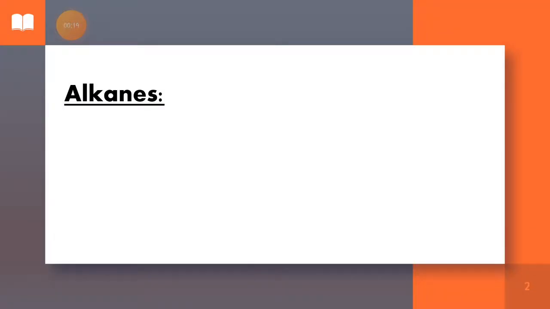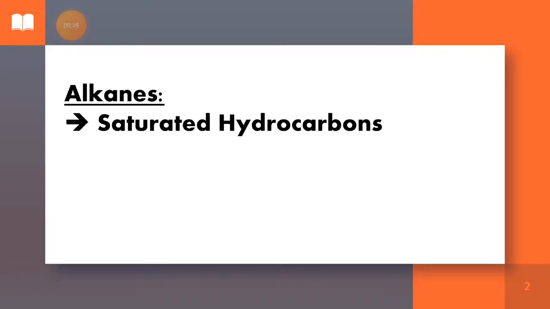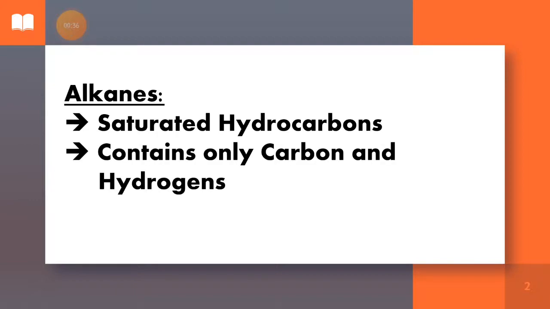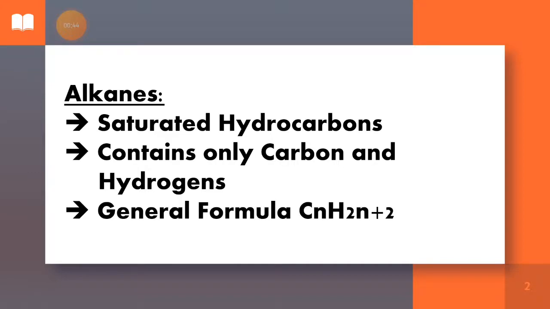So before moving forward, let's revise certain features of the alkanes. These alkanes are called the saturated hydrocarbons. This means that all the carbon-carbon bonds in the alkanes are single bonds. They are made up of two elements, carbon and hydrogen. And the general formula for alkane is CnH2n+2. Here n represents the number of carbon atoms.